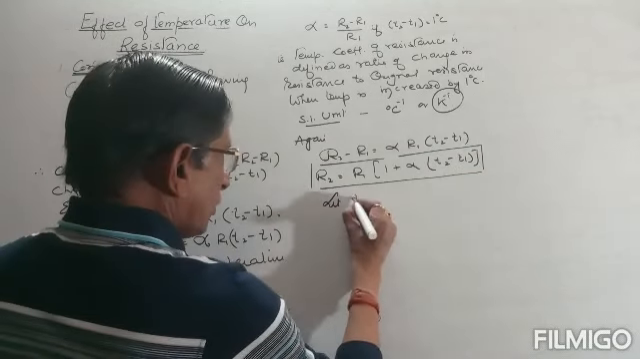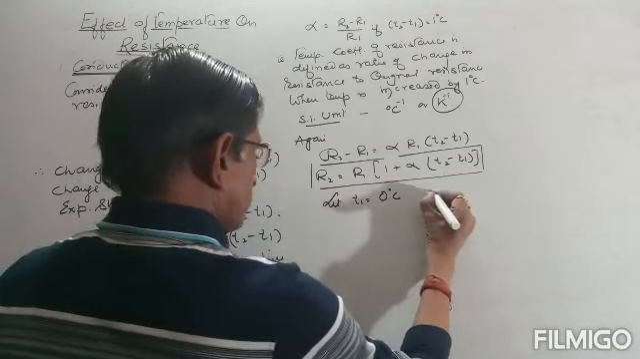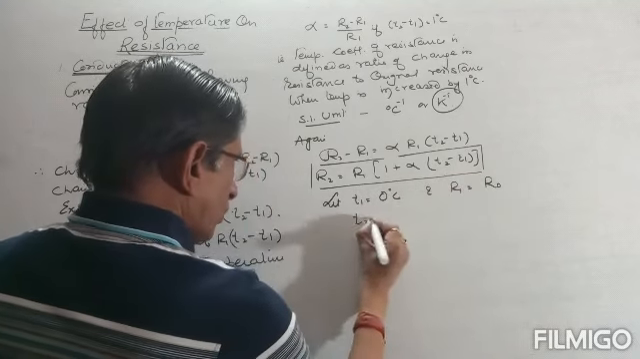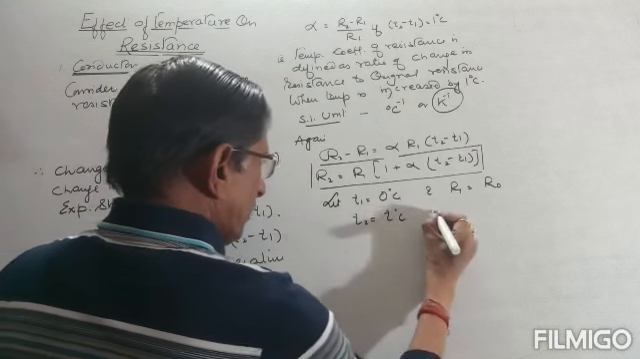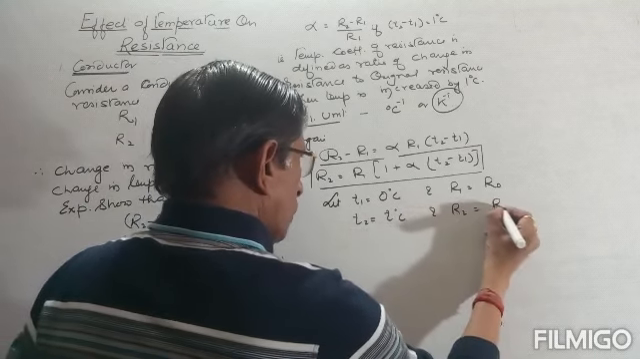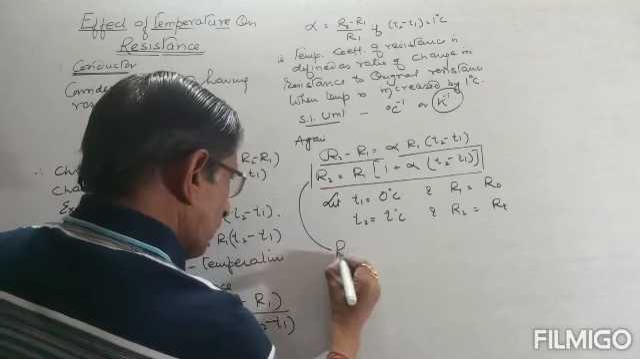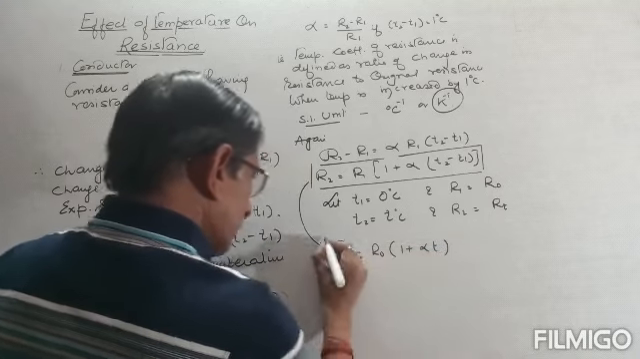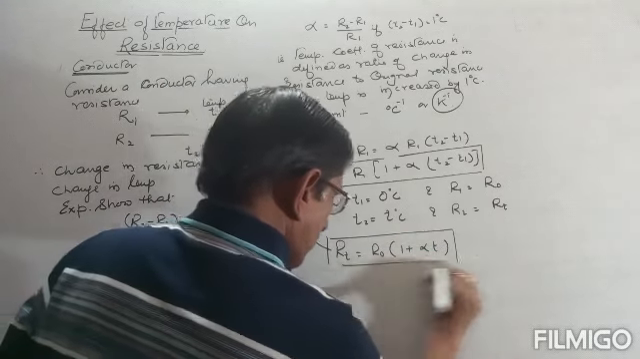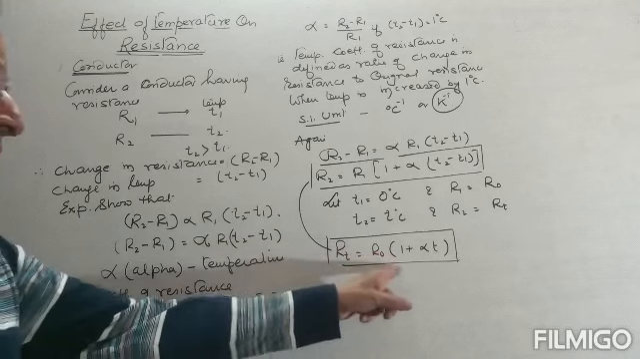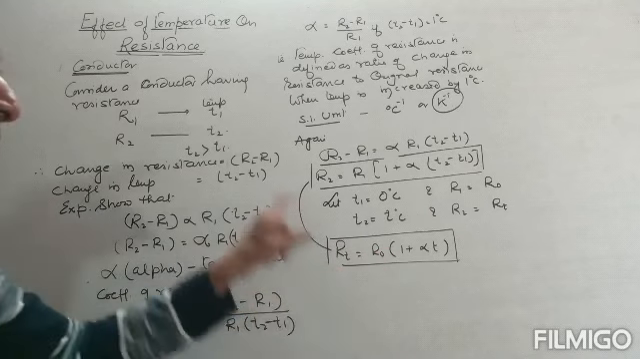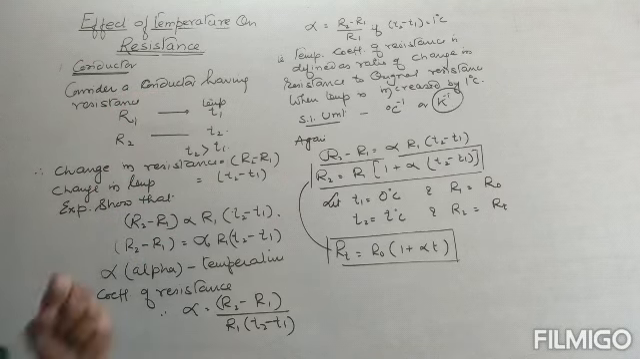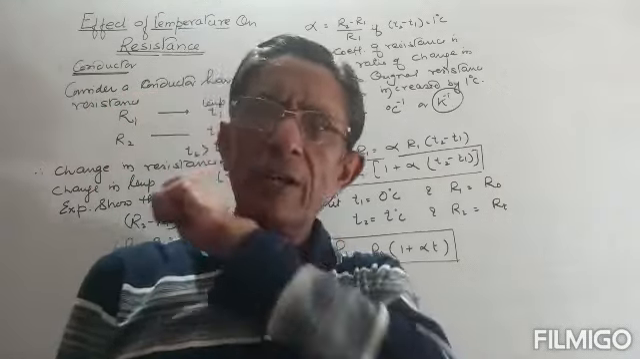Let T1 be equal to 0 degree Celsius and R1 be equal to R0. T2 is equal to T degree Celsius and R2 is equal to RT. Then this equation will become RT is equal to R0 into 1 plus alpha T. This is the relation when the resistance is given at 0 degree Celsius and T degree Celsius. So in this way, dear students, we see that in case of conductor, resistance increases with increase in temperature.